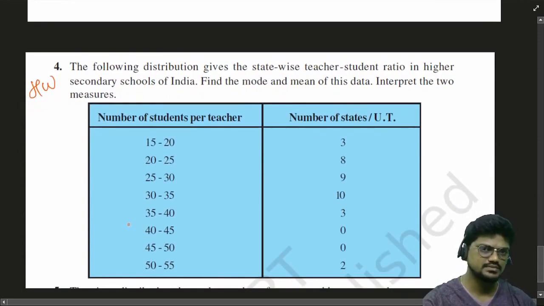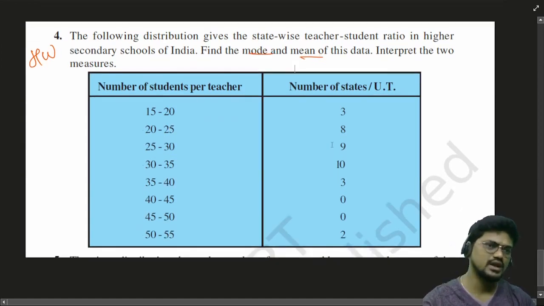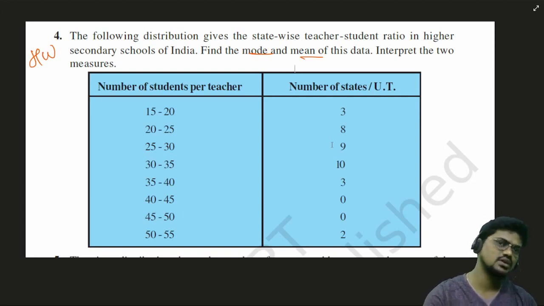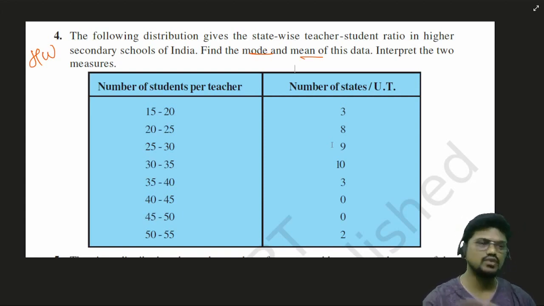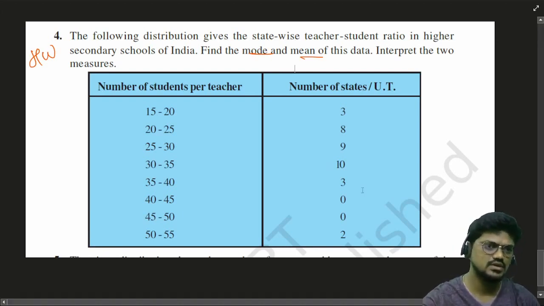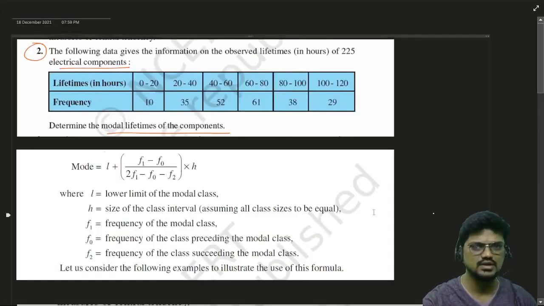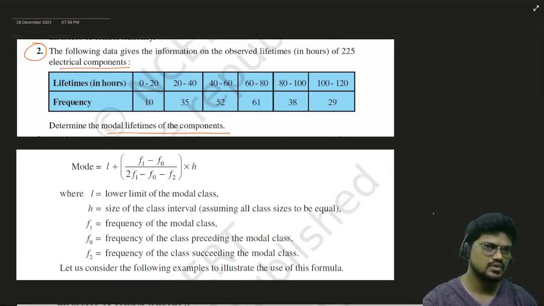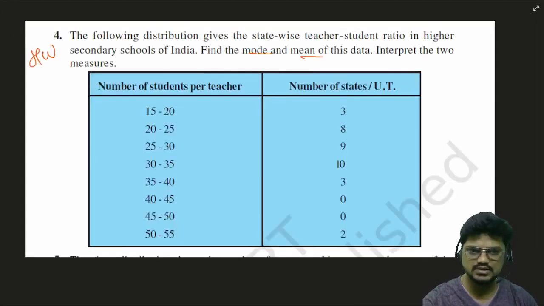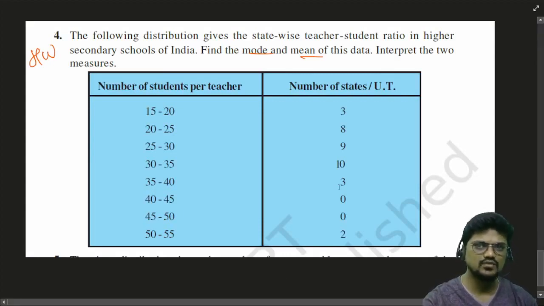Interpret the two measures. You have to find the mode and the mean. And after that you have to write a statement. What is the maximum number of students per teacher, and this is the number of states or union territories, right? You have to write a statement: this is the maximum number of students per teacher you have in this country or in this state, like that. Okay, the next is everything same only. Now we'll do the next thing. What is median?